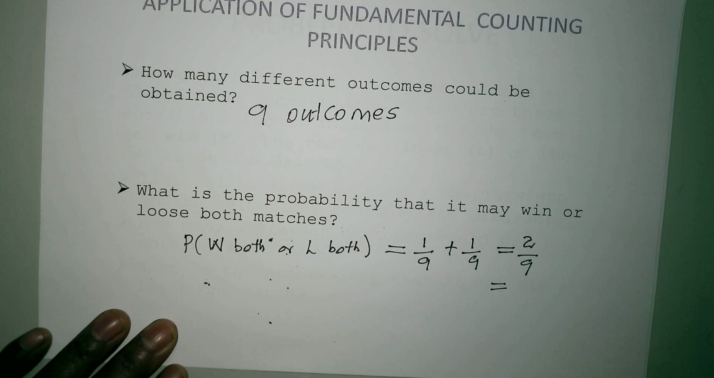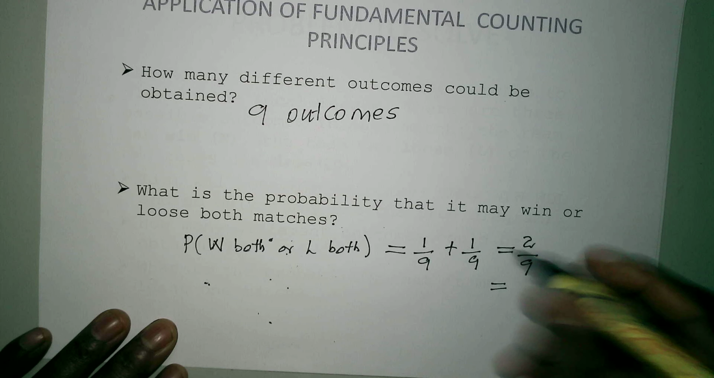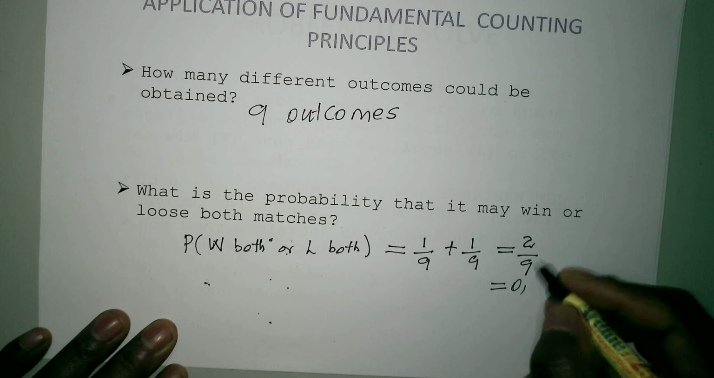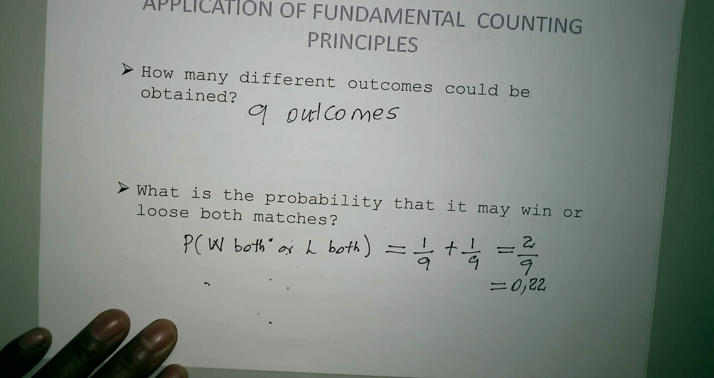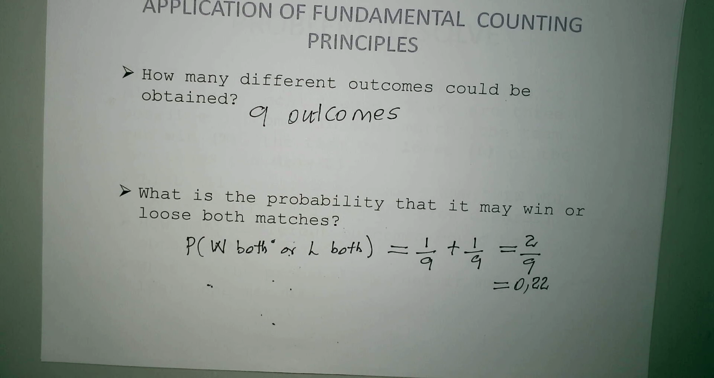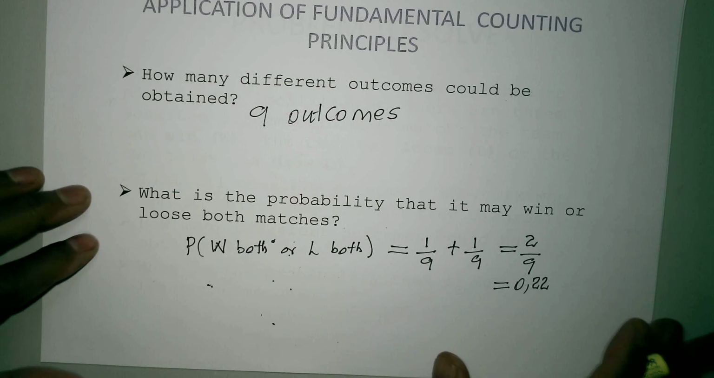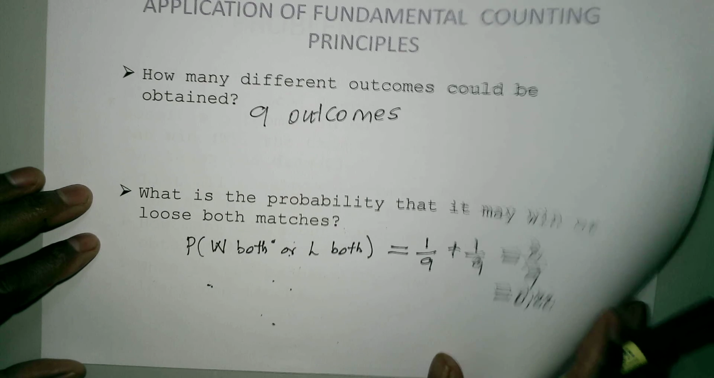2/9, in decimal fraction, is 0,222, which is 0,22 to 2 decimal places. So that is the probability.